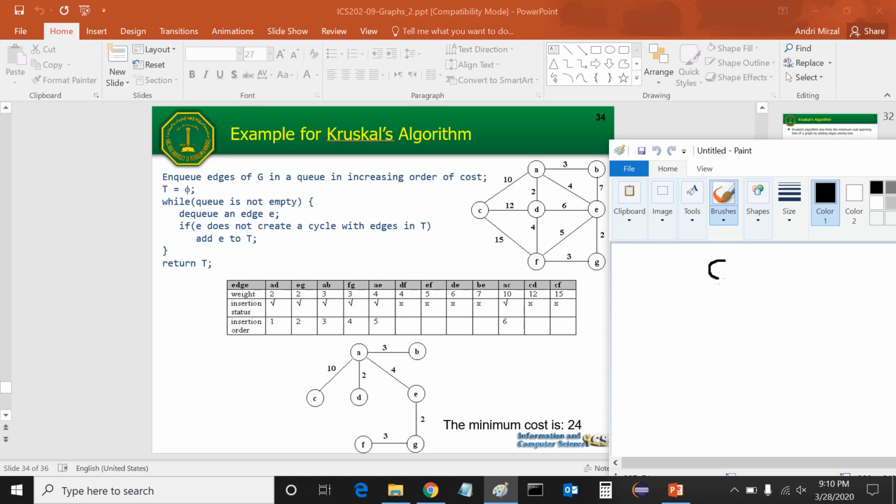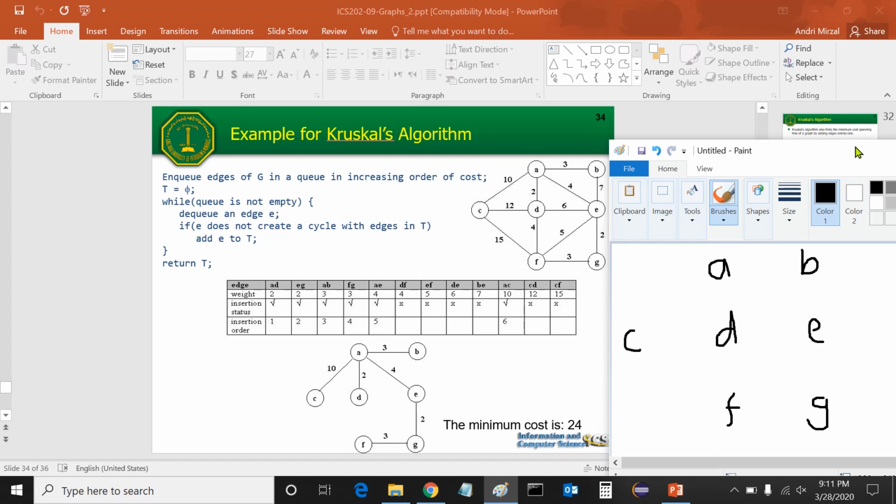That will be A, B, C, D, E, F, and G. Okay. Now, in order to derive the minimum cost spanning tree by using the Kruskal algorithm, you need to dequeue from the Q. Okay, so the first one that we dequeue is the edge AD.